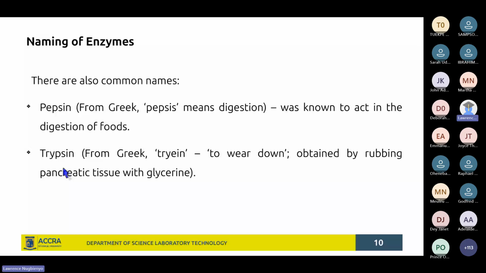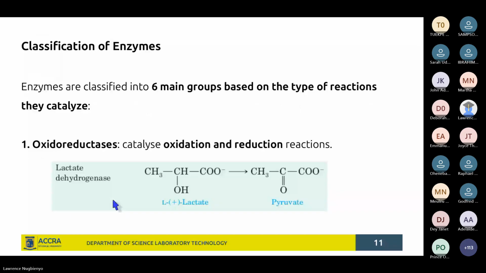Now we can move on and take a look at the classification of enzymes. Generally, we have 6 main groups of enzymes, which are based on the type of reactions that are catalyzed. And the first of these classes is what we refer to as oxidoreductases.